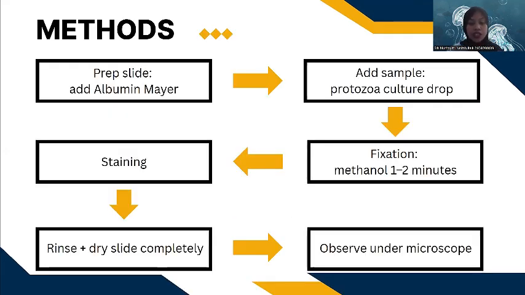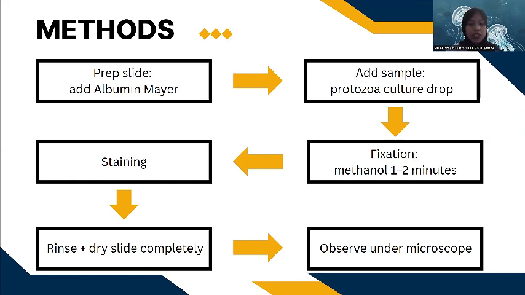The laboratory procedure began by preparing slide using albumin layer as an adhesive base. A drop of protozoa culture was placed on each slide. In selected samples, fixation was performed by applying methanol for 1 to 2 minutes. After fixation, each slide was stained using one of the 5 dyes. The excess stain was rinsed with distilled water and the slides were dried before microscopic observation. Observations were carried out at 400 times magnification using a light microscope.